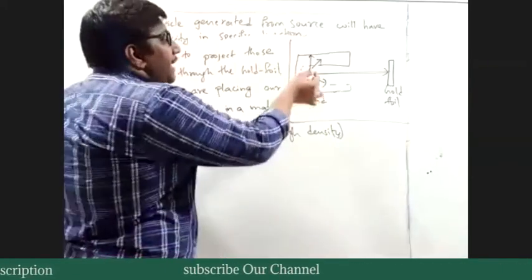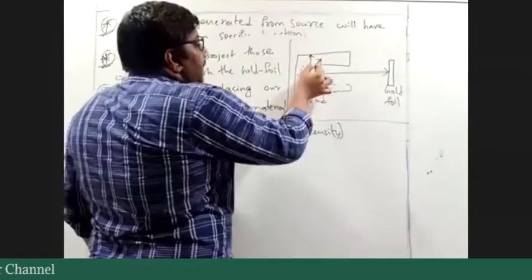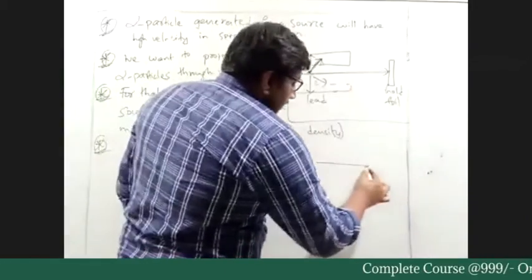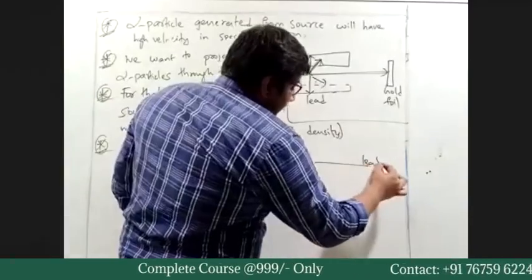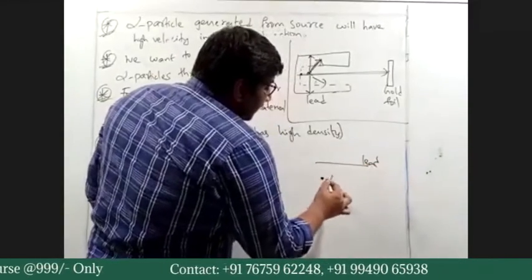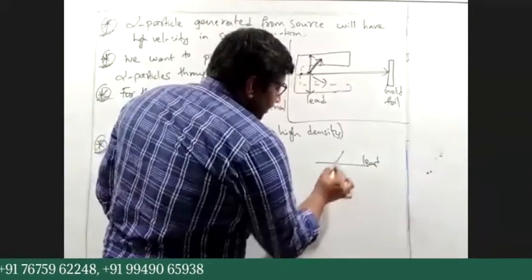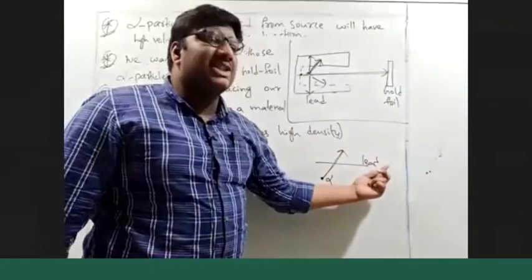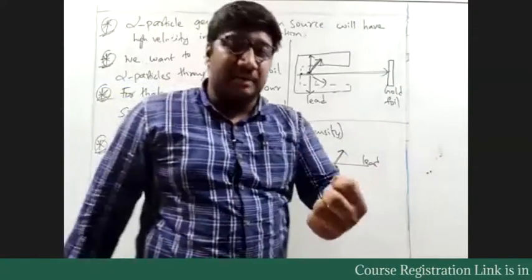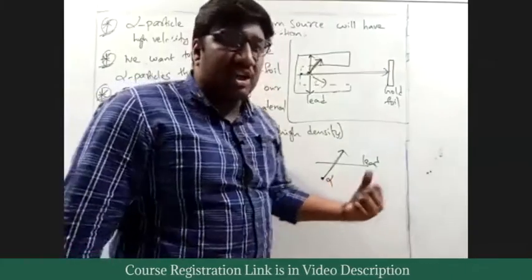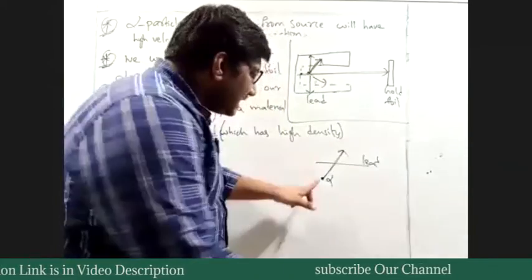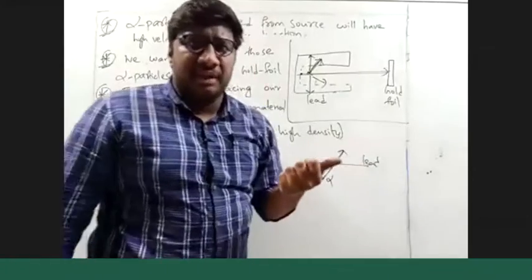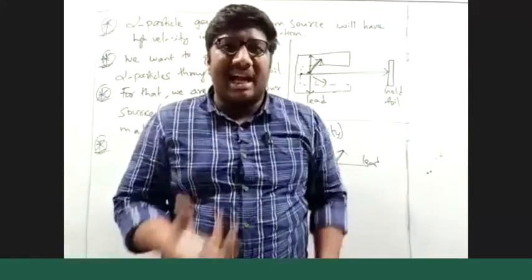But initially, the velocity of the alpha particle is in this direction. This is our lead, and from this source we have generated the alpha particle, and its velocity is in this direction. If lead does not have high density, what happens? This alpha particle will penetrate through the lead. Yes or no?